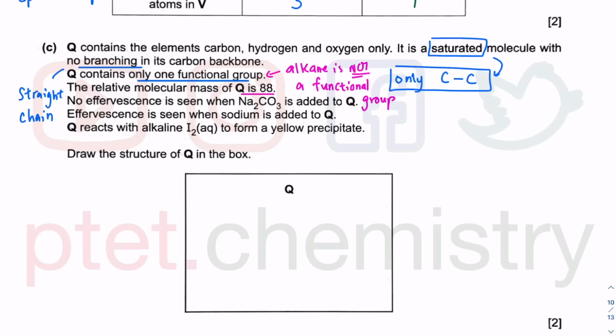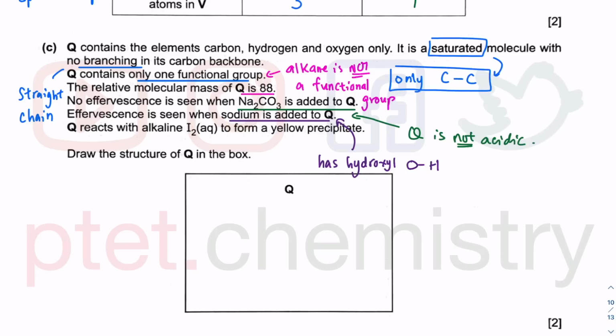and get 88. No effervescence is seen when you add sodium carbonate, so that means that it's not carboxylic acid because it is not acidic. Now effervescence is seen when you add sodium, however, so it reacts with sodium but not sodium carbonate, so it means that it has hydroxyl group. The hydroxyl group there is just your OH group there, so it's not an alcohol functional group, it's just a hydroxyl functional group, which means that's the only one functional group present.